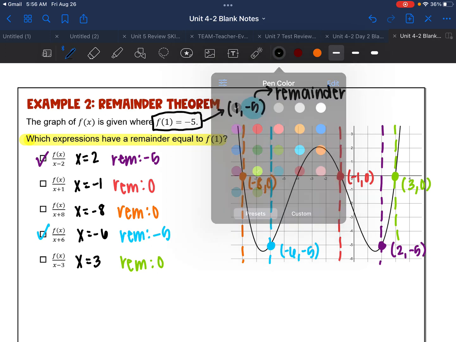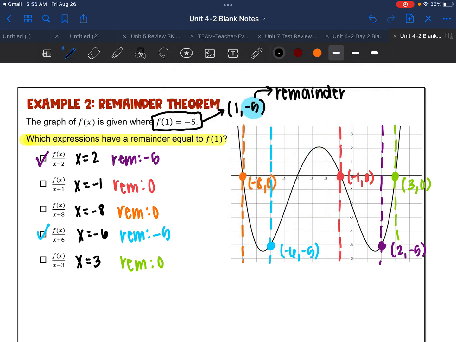But I do want you to make a little note that that means that x plus 1, which I'm going to write factors first. But that means x plus 1, x plus 8, and then x minus 3 would be factors because we see that they have a remainder of 0. Again, pause if you need to.